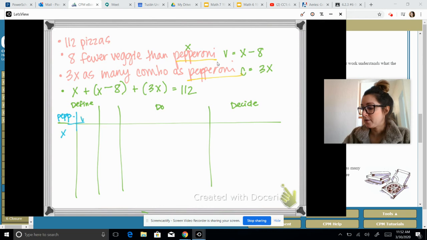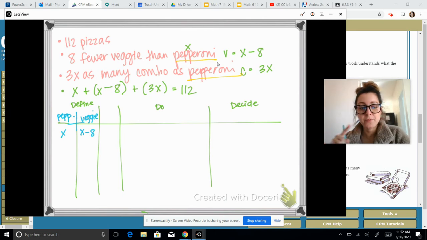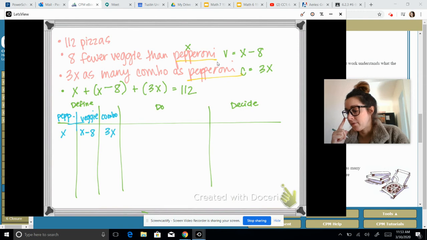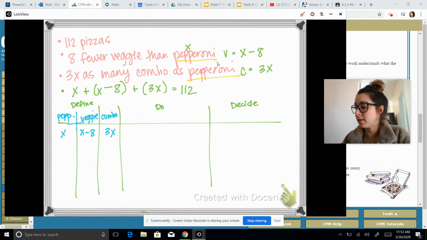And then we have our veggie pizzas, that's X minus 8, because it said veggie was 8 fewer than the pepperoni, and then our combo was 3x. And then for the do, that's where we're going to put our big addition expression. So x plus x minus 8 plus 3x. And then we're going to decide if it equals 112 or not.